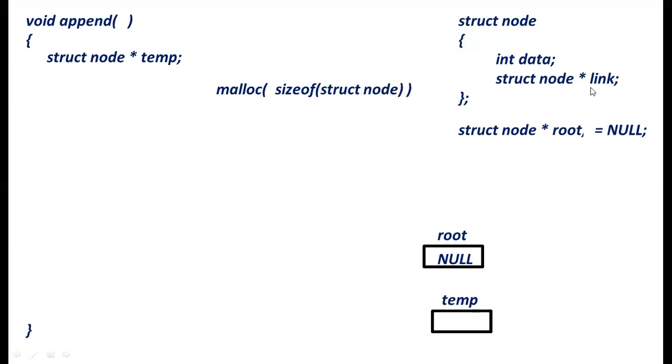So here in the malloc function, to allocate the memory dynamically, we have to pass the size of struct node as an argument. So what will the malloc function do? It is going to allocate some memory. Dynamically, a block of memory will be allocated at some location. Say the address is 2046.